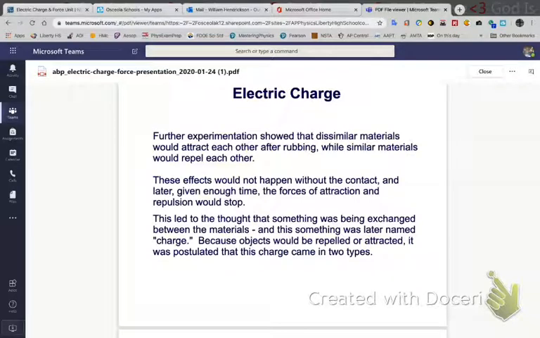Looking at the next slide, we can see that dissimilar, meaning materials made out of different types of substances, dissimilar, unalike materials would attract each other after they've been rubbed, again, with the fur. Okay? Again, primitive times, we're only looking at the animal fur. But on the other hand, materials that were similar, made out of the same material, they would repel each other.